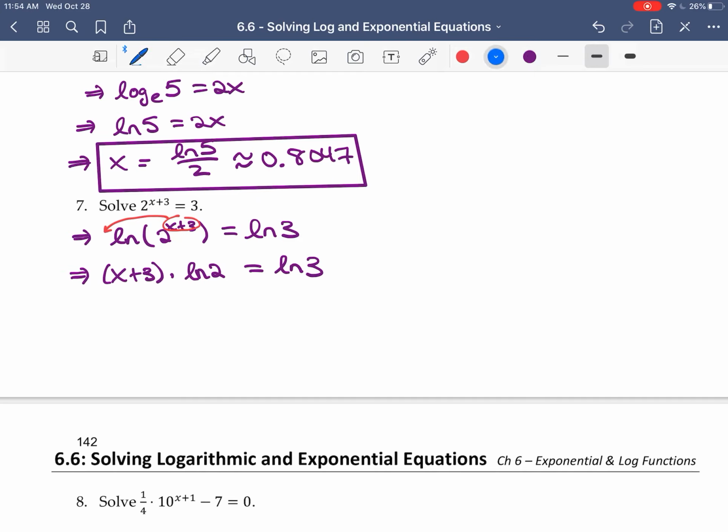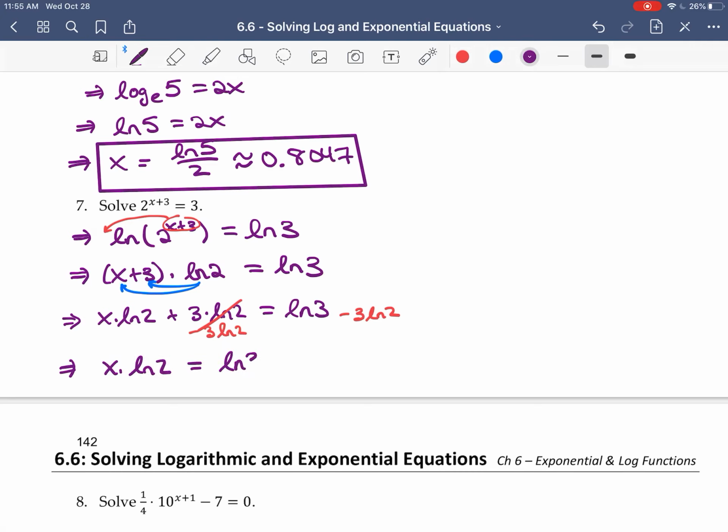And I want to solve for x. So now I just expand this through. Okay, so it's x times ln 2, oops, not equals, sorry, plus 3 times ln 2 is equal to ln 3. Now 3 times ln 2, that's just a number. So I want to move it. It doesn't have an x. Okay, so I move it to the other side by subtracting. So that gives me x ln 2 is equal to ln 3 minus 3 ln 2.